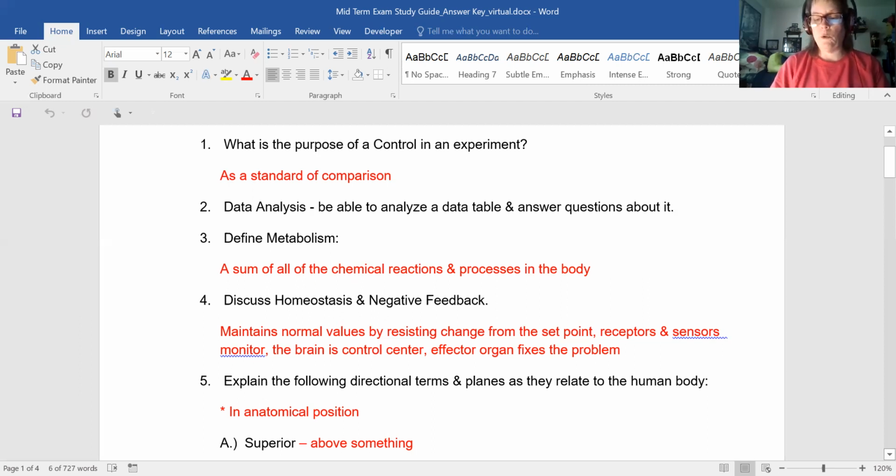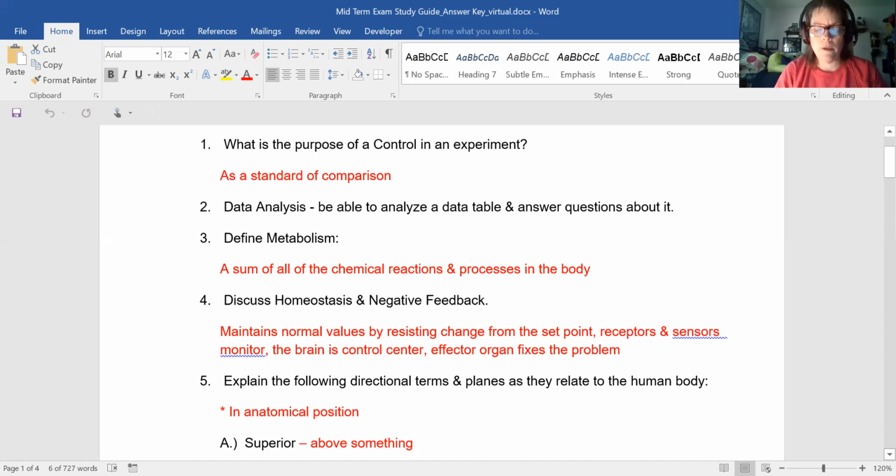So like your normal body temperature is 98.6, but let's say blood pressure for your age and your gender might be between 115 over, I don't know, 75 to 120 over 80, let's just say, so you have a range, but they're normal values. So that's what it's trying to maintain. It's going to stay around that set point or set values. And they use receptors and sensors to pick up change and to monitor in the body.